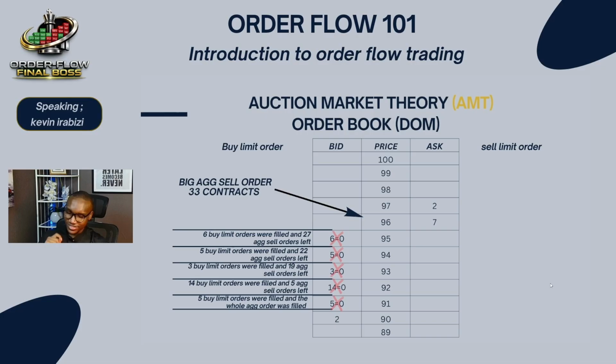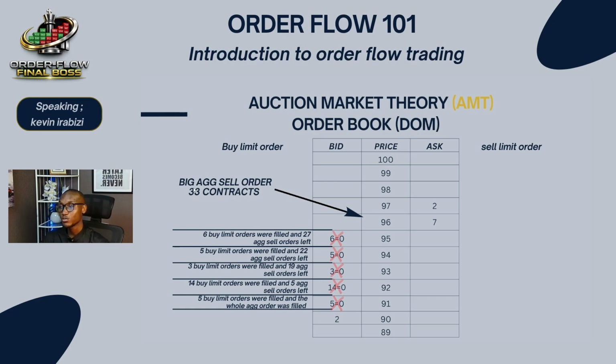So this takes us to the second last explanation. Kevin, what happens if we get an aggressive big seller coming into the market? A big aggressive seller, he wants to sell 33 contracts. This is just an explanation.